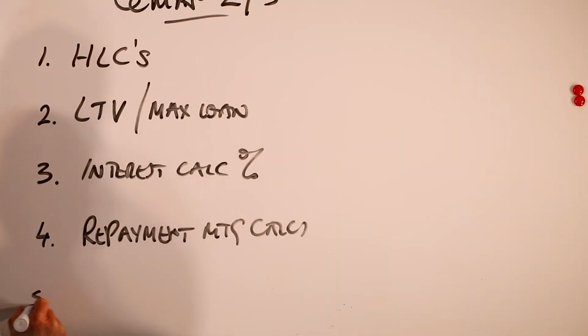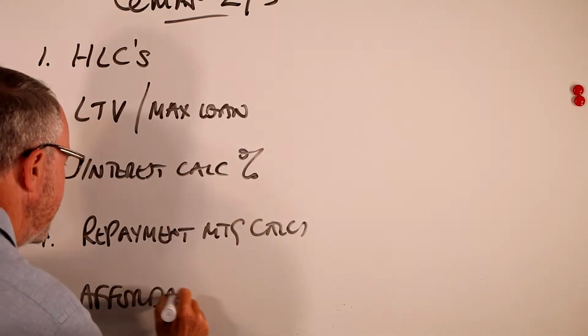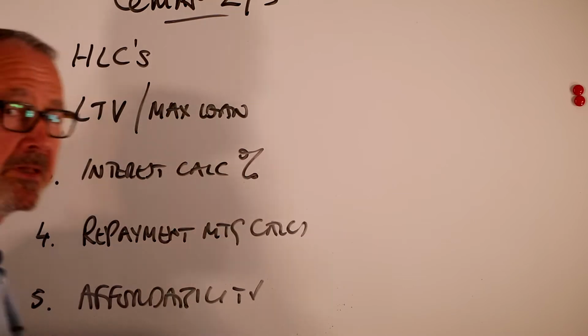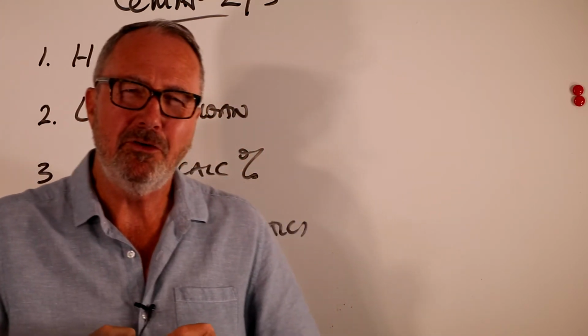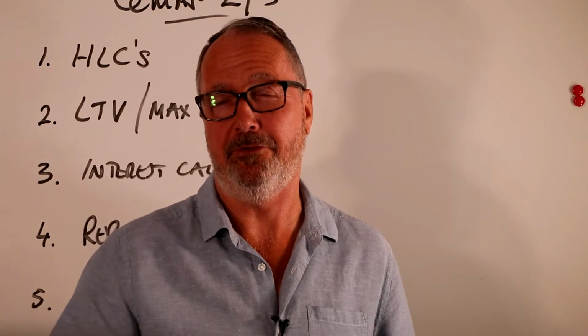Number 5 are affordability calculations. Affordability, that's a word, isn't it? Calculations. Here, what you're doing is you're working out how much somebody can afford to borrow on a mortgage. That's what you're doing there.